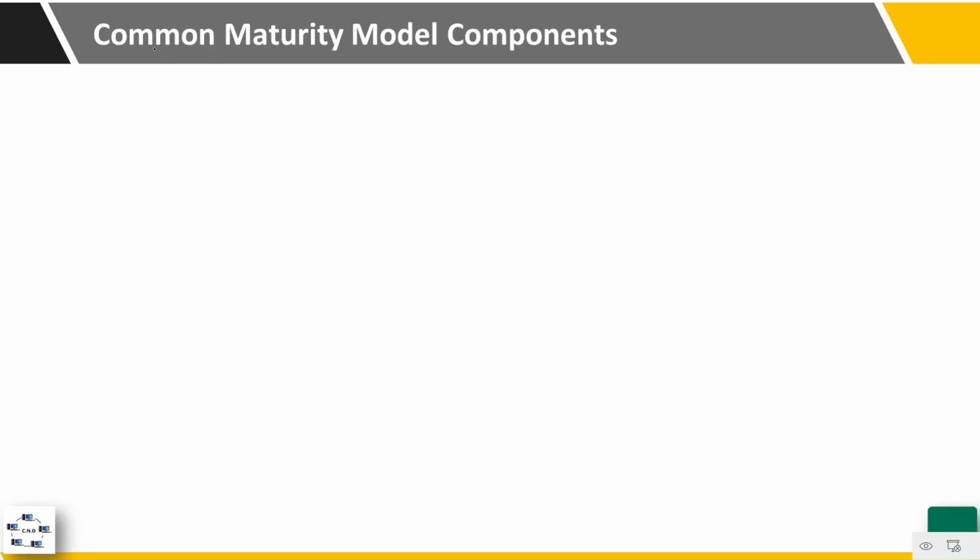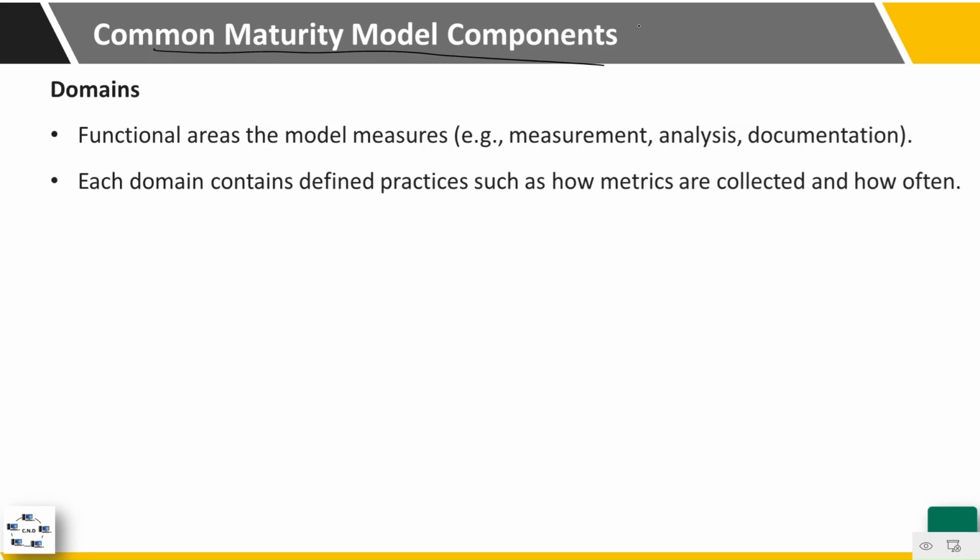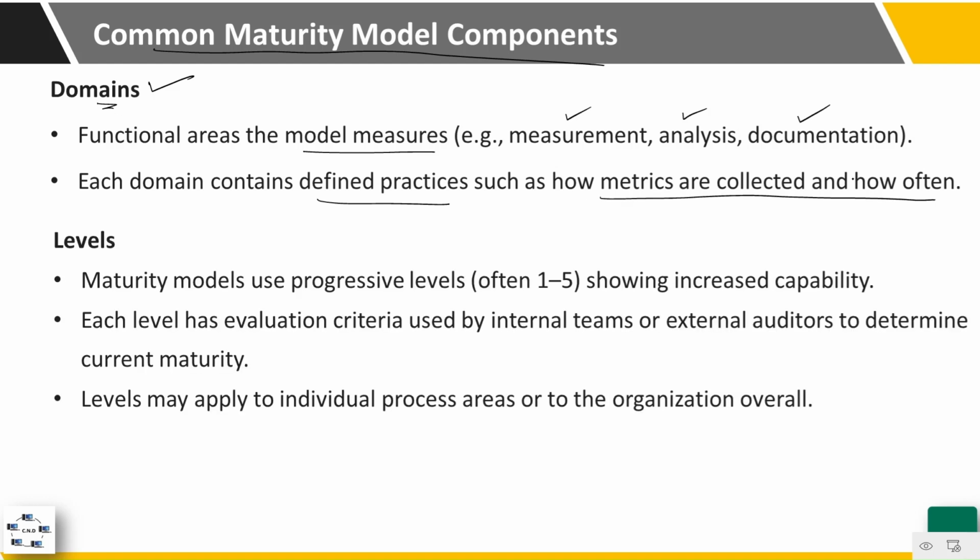Common maturity model components are the CMM components. These include the domains. These are the functional areas the model actually measures, for example, measurement, analysis, and documentation. Each domain contains defined practices, such as how metrics are collected and how often they are collected.